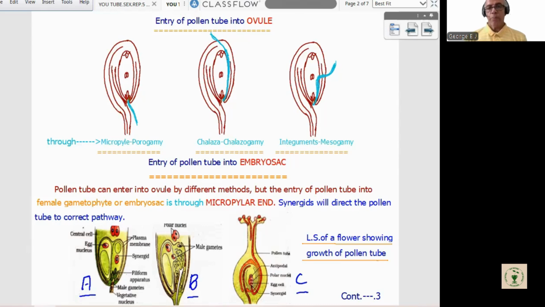Now, in these three methods, the pollen tube enters the ovule. But how does the pollen tube enter the embryo sac? The pollen tube can enter the ovule by different methods, as we just observed. But the entry of the pollen tube into the female gametophyte or embryo sac is through the micropylar end. So this should be kept in mind. The pollen tube finally enters the female gametophyte or embryo sac through the micropylar end. And at this end, synergids will direct the pollen tube in the correct pathway. So synergids will act as obturators. I think that idea is clear.